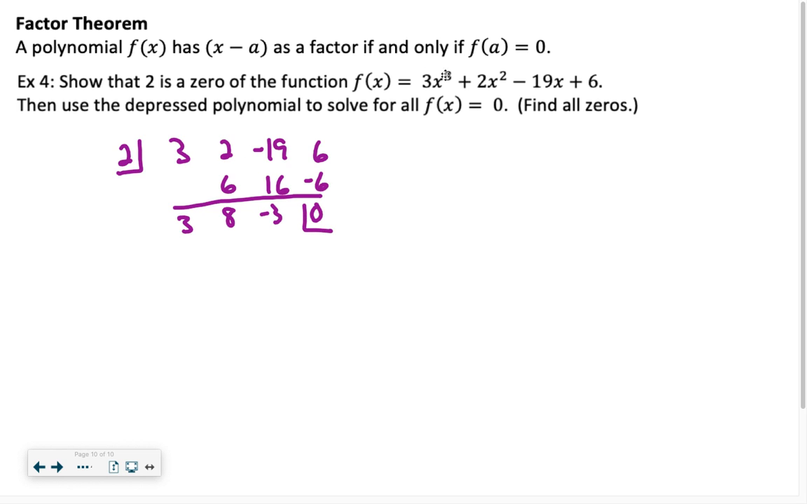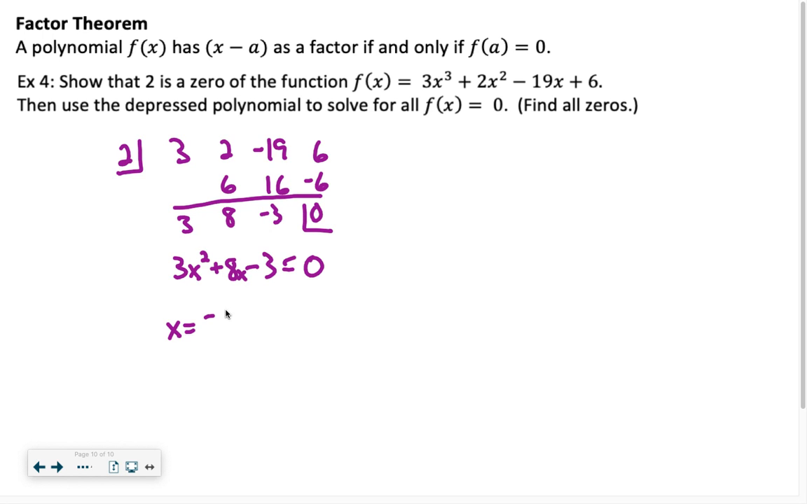So since we started with a third degree polynomial, my new polynomial will start with an x squared. Right? This is called the depressed polynomial. Plus 8x minus 3. So now, to solve for the rest of the zeros, I just want to take this quadratic and solve. Right? There's a few different ways that we can solve a quadratic. If we can, we could try to factor, right? Or we could use the quadratic formula. We know the quadratic formula would work every single time, so let's use that.